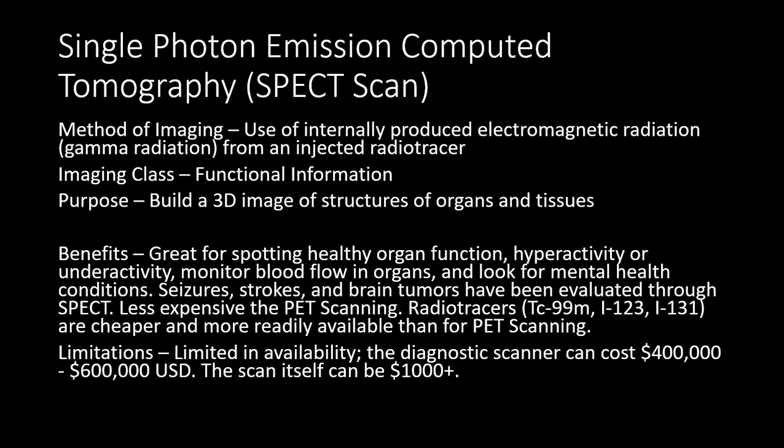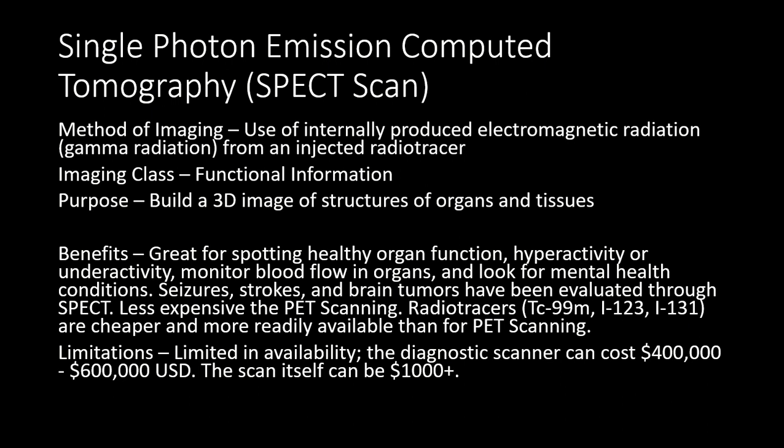Benefits are it is great for spotting healthy organ function, hyperactivity, or underactivity of those organs. It can monitor blood flow in organs and look for mental health conditions. Seizures, strokes, and brain tissue tumors have all been evaluated through SPECT scanning. It is less expensive than PET scanning, and the radio tracers are cheaper and more readily available than those used in PET scanning. These include technetium-99m, iodine-123, and an isotope of iodine, iodine-131.